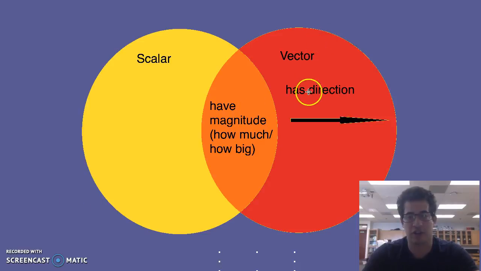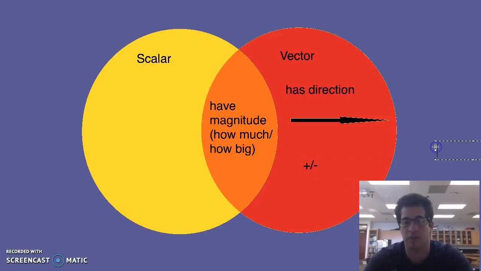So a vector has direction and can have magnitude. A scalar can have magnitude. Does a scalar have direction? No. And along those same lines, we got one other thing. If it has direction, the way that we denote the direction for a vector is by using a positive or a negative sign, at least when we're in one dimension. So a vector can be positive direction or negative direction, and those positives and negatives are just a way for us to reference which way it's going relative to another one.